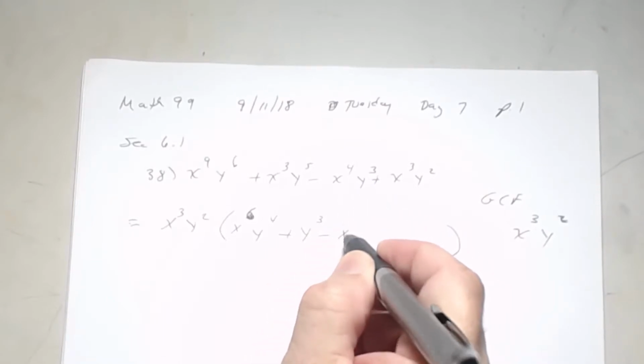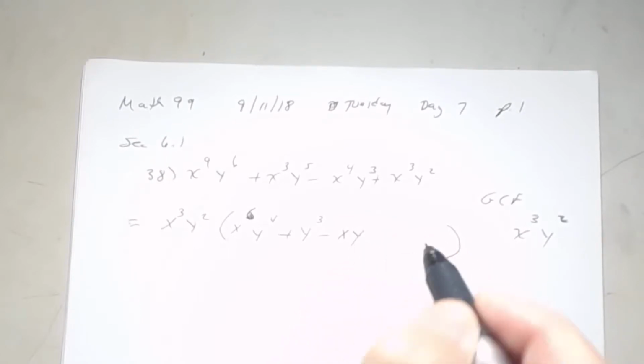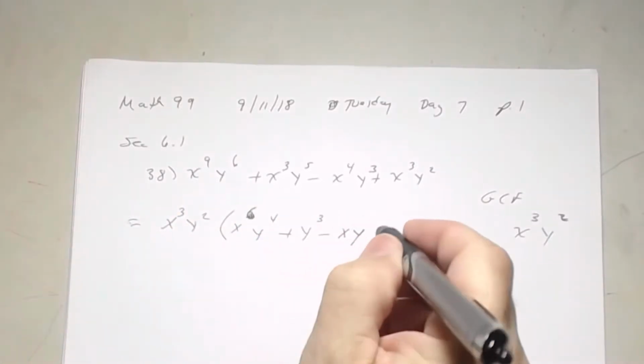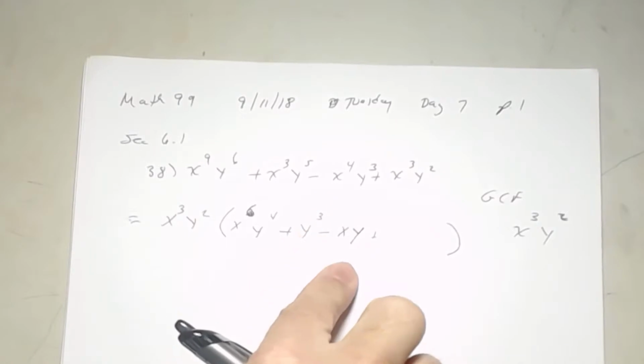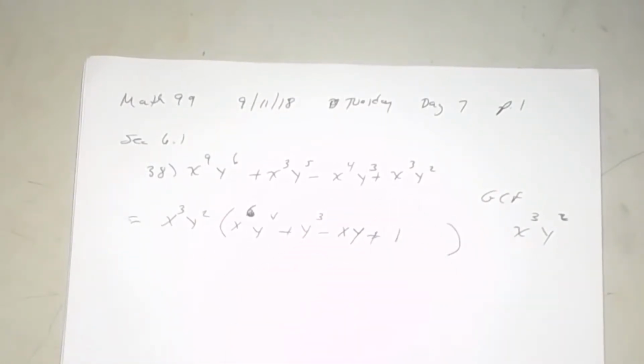X to the 1st. Y squared times what is y cubed? Just y. And then finally, plus x cubed y squared times what is itself? 1. Just plus 1. All right, so there's your answer.